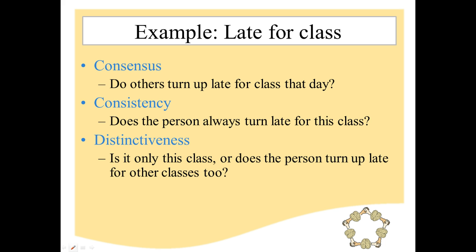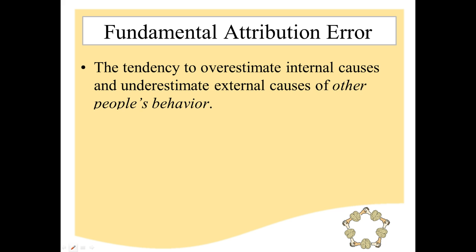But the problem is that as humans, we're all prone to error, and there are a couple of biases that we are prone to making in this attribution theory. The first is called the fundamental attribution error. This is the basic idea that when we're trying to explain someone else's behaviour, we tend to overestimate internal causes and underestimate external causes for their behaviour.